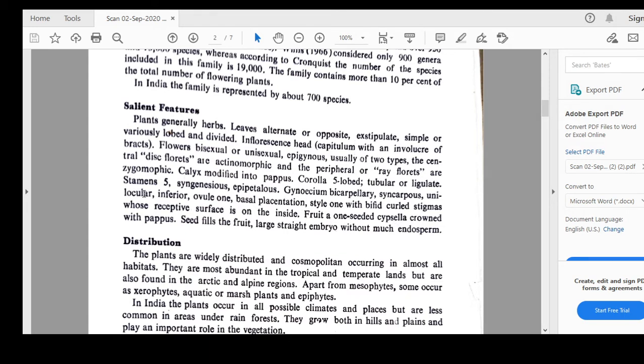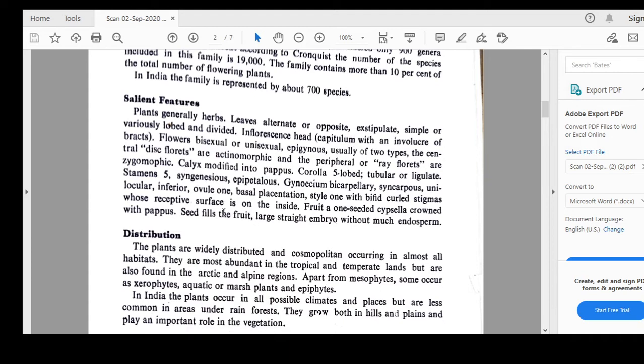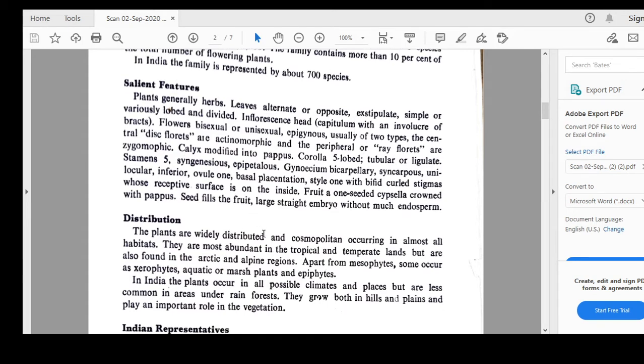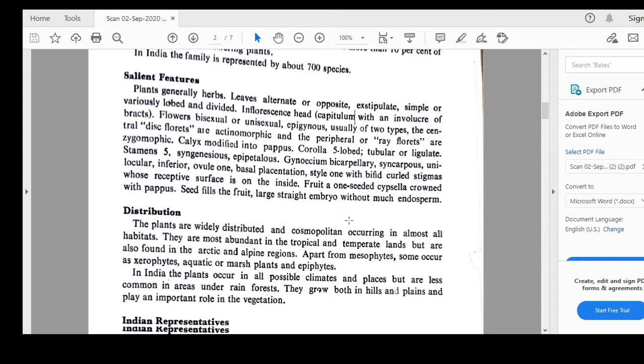curled stigmas, whose receptive surface is on the inside. Fruit a one-seeded cypsela, crowned with pappus. Seed fills the fruit, large straight embryo without much endosperm or non-endospermic.